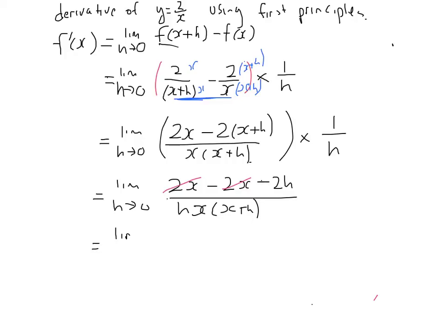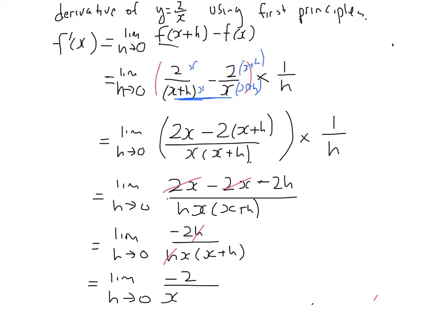the limit as h approaches 0 of negative 2h over h bracket x plus h, and our h's will cancel down now, which gives us the limit as h approaches 0 of negative 2 over x bracket x plus h.